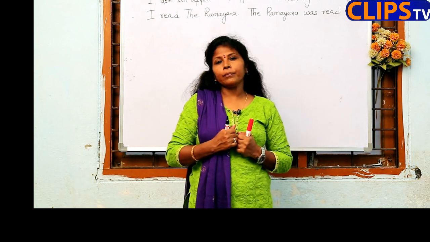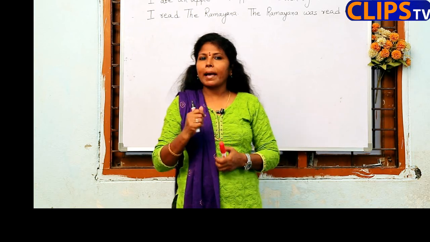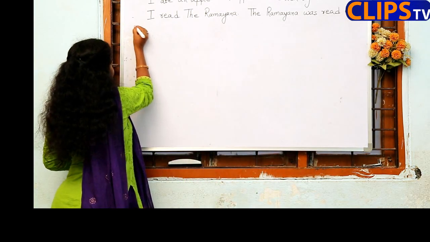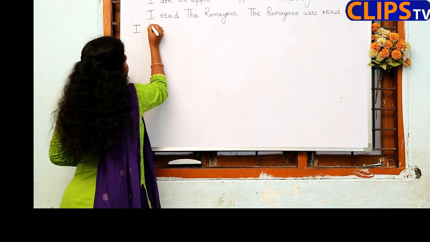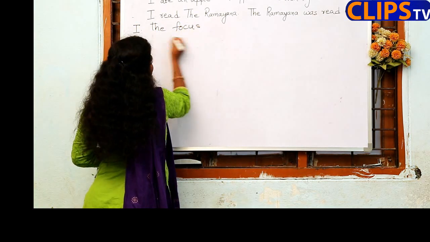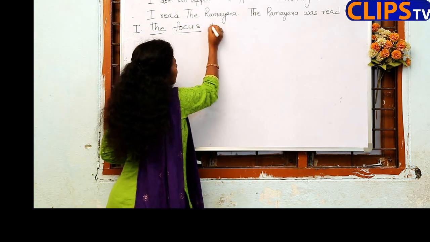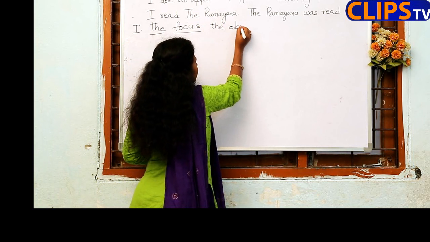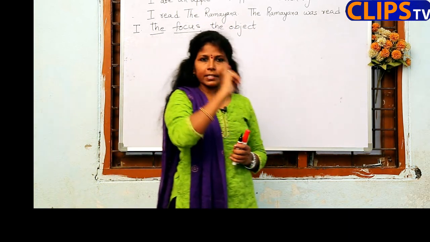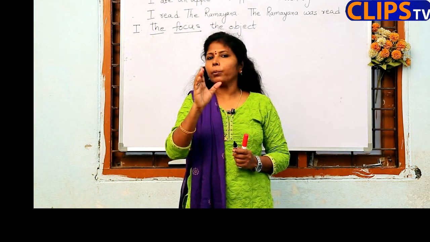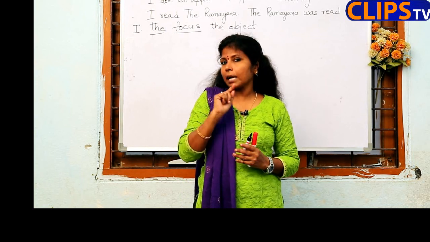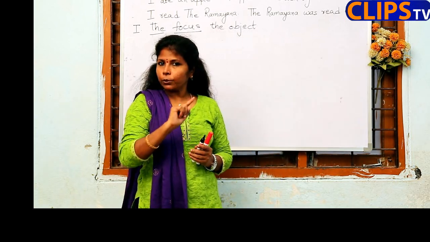Now let's see, why do we use passive voice in the first place? Let me tell you. First one, the focus. We use passive voice when we want to focus on the object in a sentence. You already know there is a subject, an object and a verb. When you want to focus on the object, not the subject, then we use the passive voice.